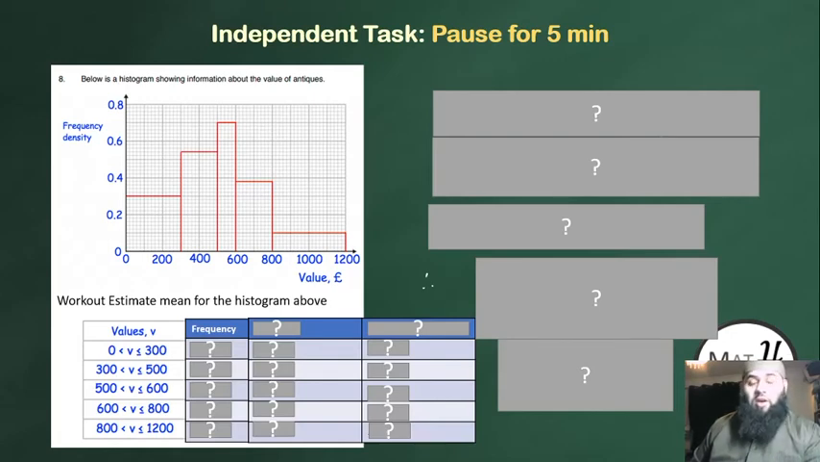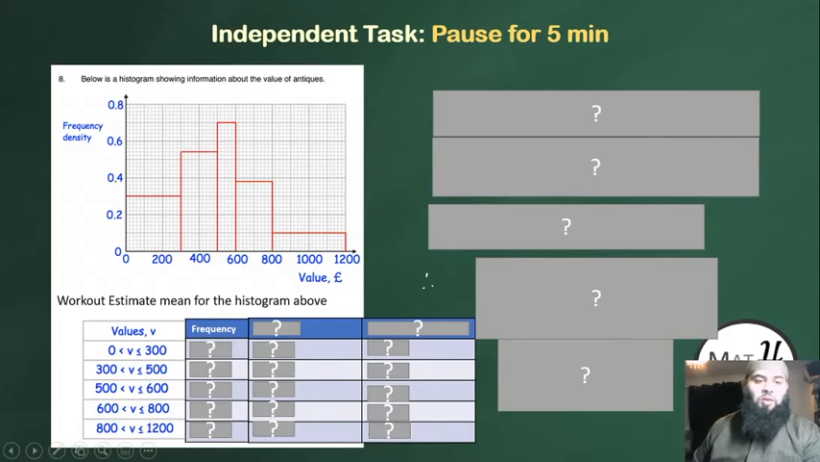Assuming that you have paused the video for 5 minutes and done the question or had an attempt, we're going to go through the answers now. So it says work out the estimated mean for the histogram above. First and foremost, we don't know the frequencies, so we have to work them out. The frequency for each bar is the difference in x times the height.